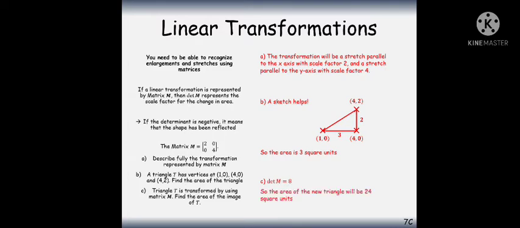Okay, so I'm doing diagonal rows here. So the area of the new triangle will be 24, because it's 3 times 8, 3 times the determinant. So the way to work that out is the area multiplied by the determinant, okay?